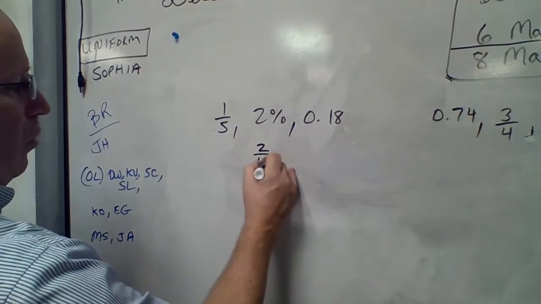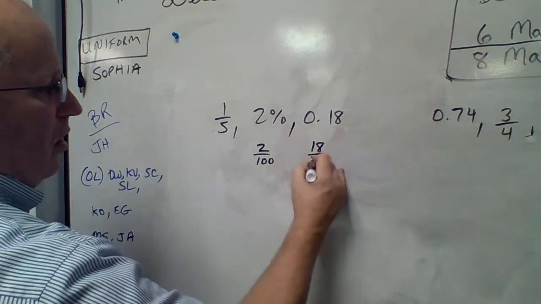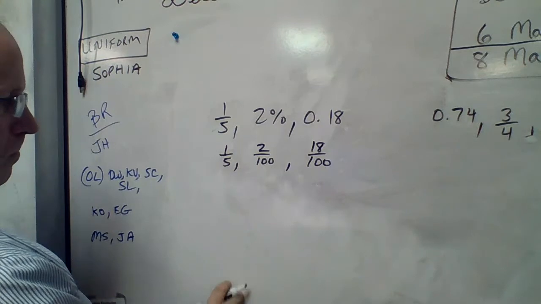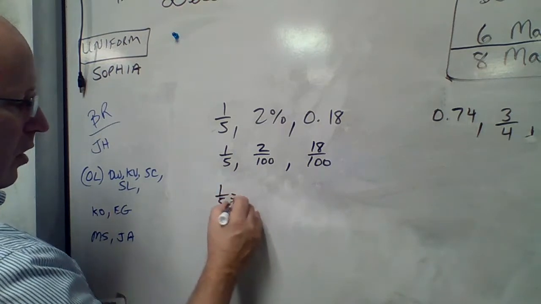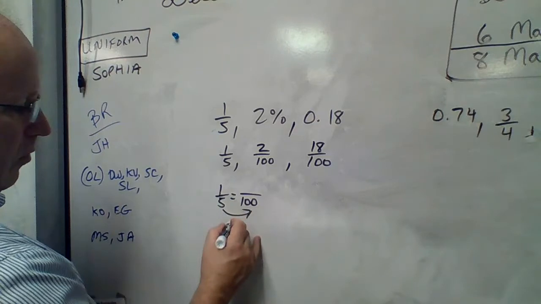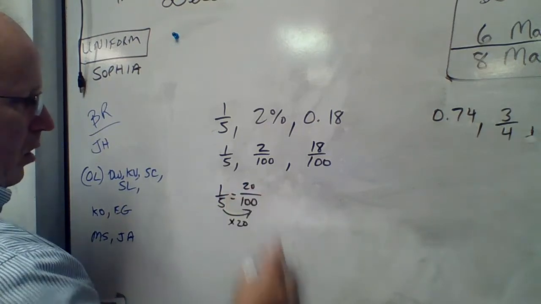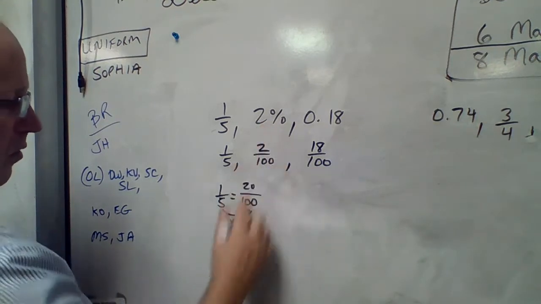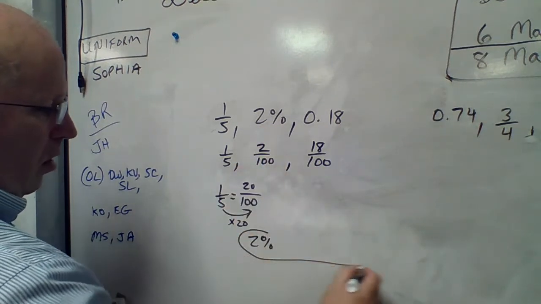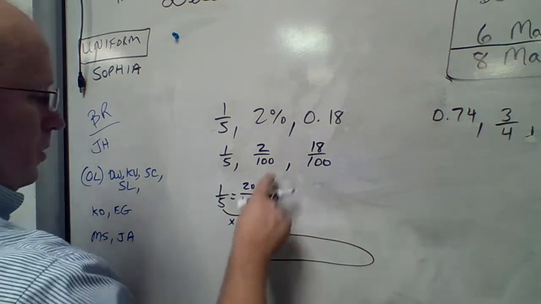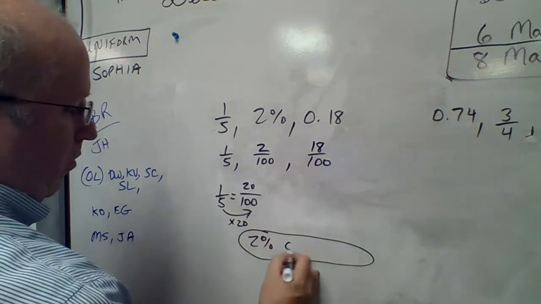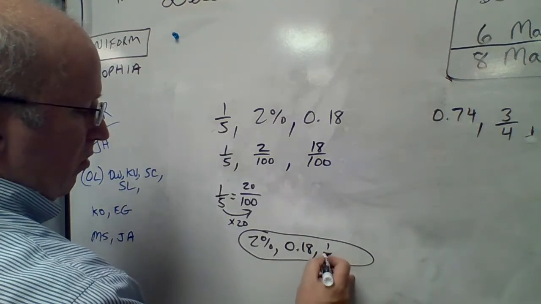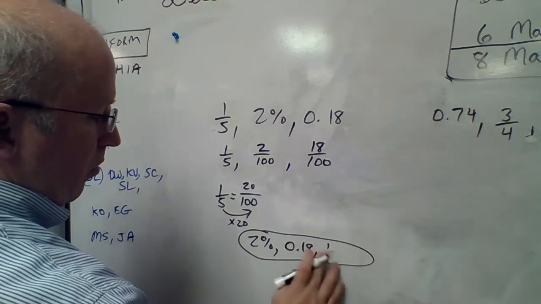2% is really 2 hundredths. This is really 18 hundredths as a fraction. And this is still 1/5. I need to change this into hundredths, don't I? This is a times 20 pattern. So I get 20 hundredths. So now I've got to look at this, this, and this. Which one's smallest? This one is. So I'm going to write 2%. What's second smallest? This one is. So I'm going to write 0.18. And then finally, I'm going to write this 1/5 because that's the biggest one of the three numbers.